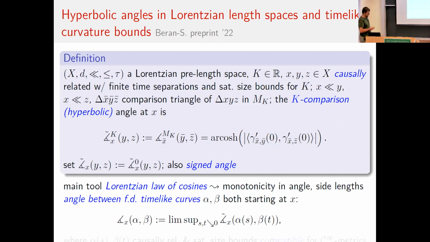However, now you again need to keep track that these points here are causally related and satisfy size bounds, but that's always possible because if you have two time-like curves starting at x, then if you take an alpha t here, a beta t here, then of course you can always find a smaller s such that this is time-like related to this point here. And this is compatible in the smooth case. So if you have a smooth, strongly causal spacetime, and two C1 curves starting at x, then this gives you the usual angle.